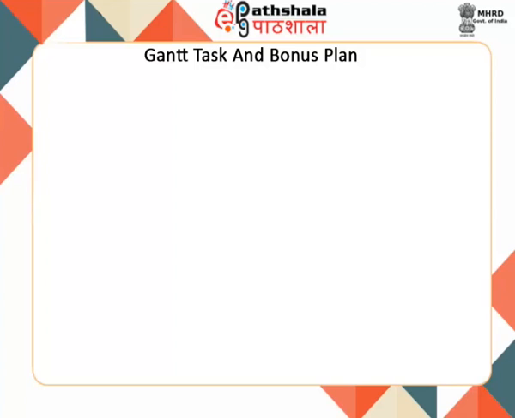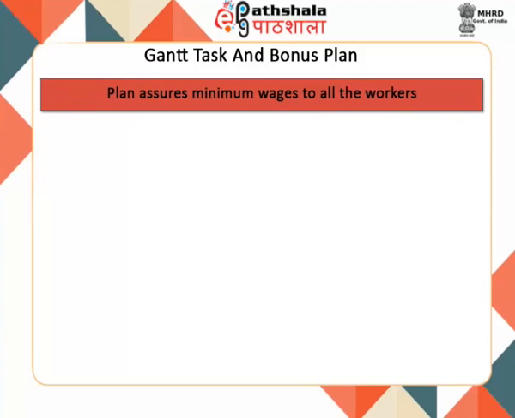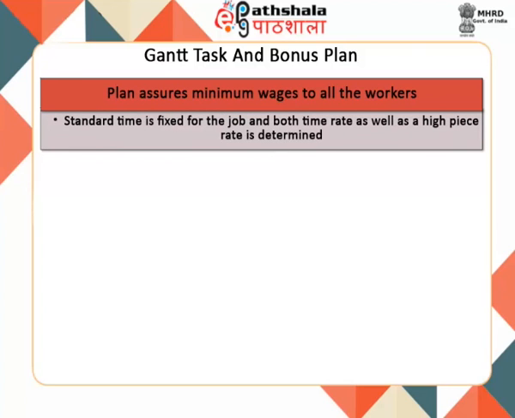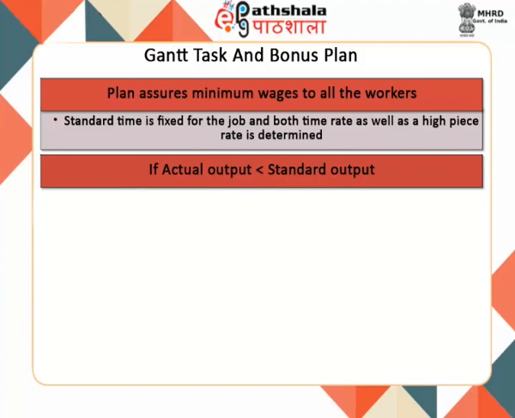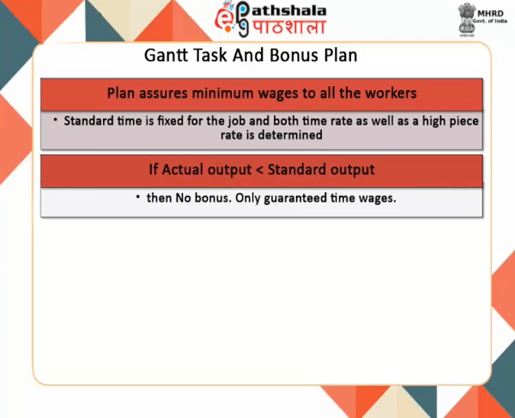Gantt task and bonus plan. This plan assures minimum wages to all the workers. Under it, standard time is fixed for the job and both a time rate as well as a high piece rate is determined. Workers are paid at time rate when actual output is equal to standard output and at high piece rate when actual output is greater than standard output. If actual output is less than standard output, then no bonus, only guaranteed time wages.